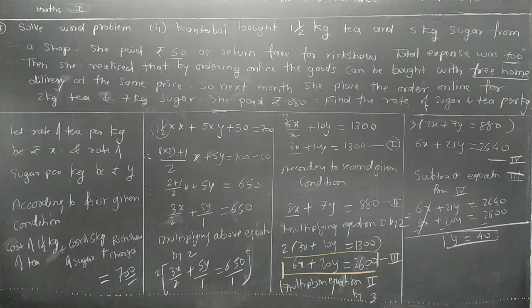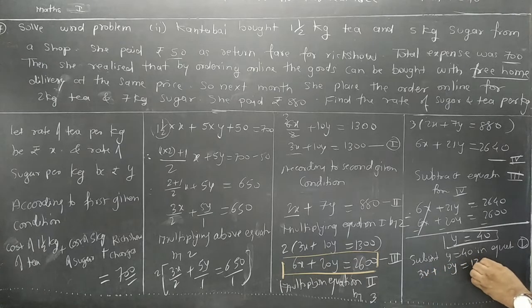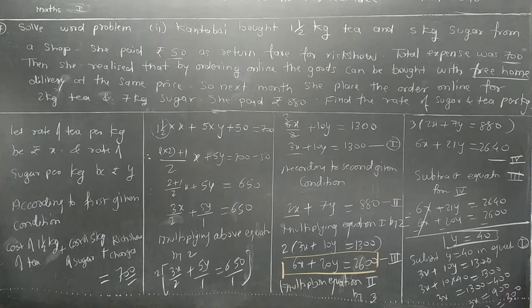Now you can substitute y is equal to 40 in equation 1. So 3x plus 10y is equal to 1300. 3x plus 10 into 40 is equal to 1300. 3x is equal to 1300 minus 400. 3x is equal to 900 and x is equal to 300.